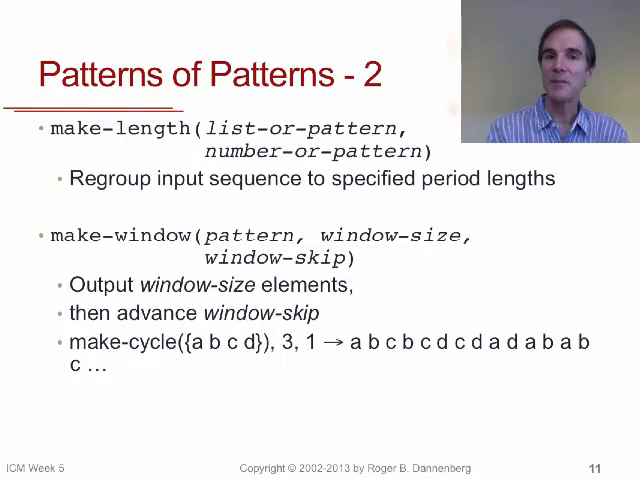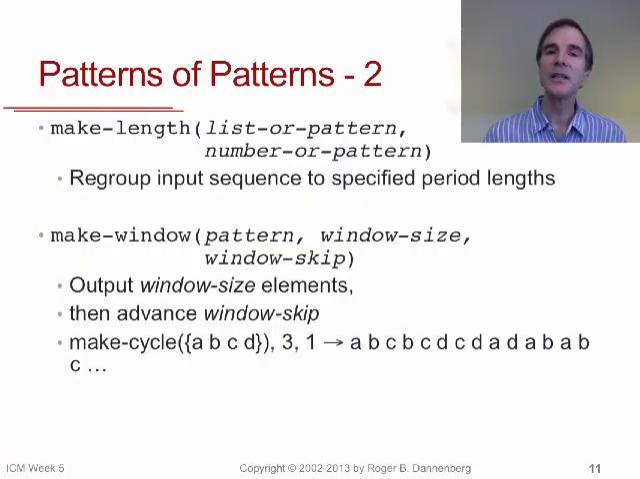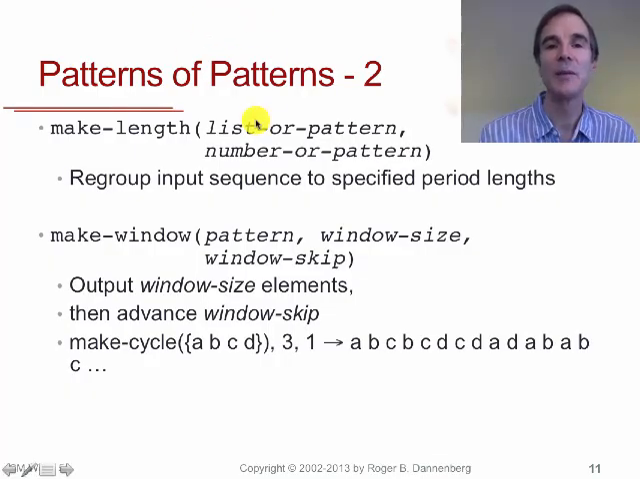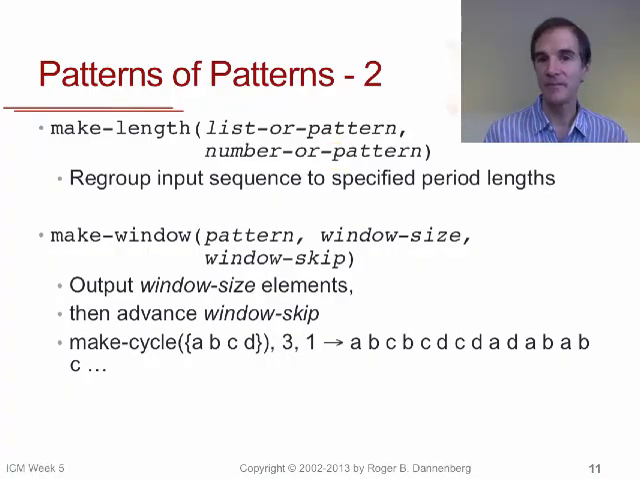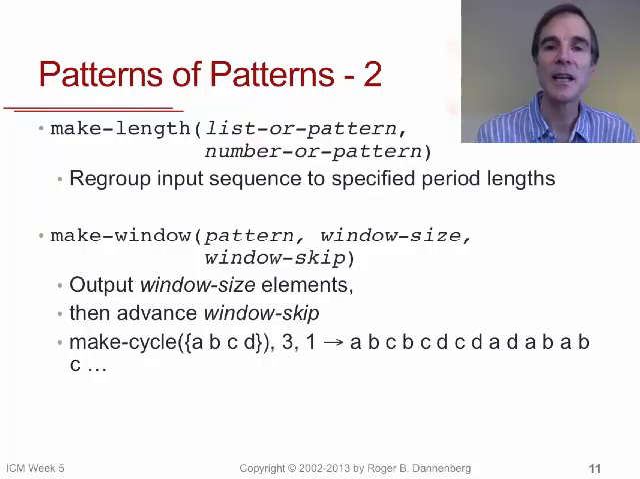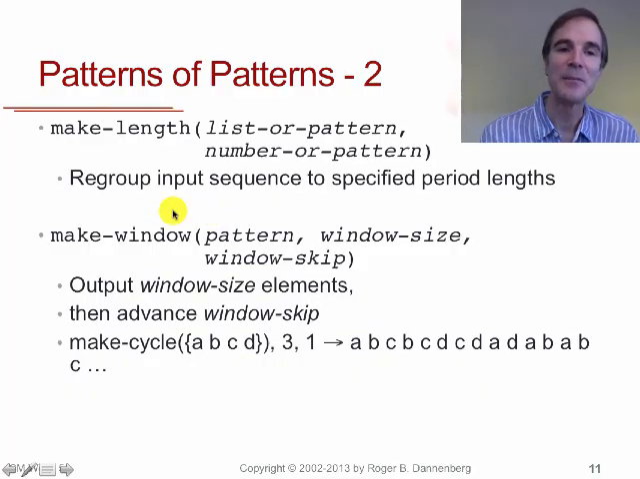Let's talk some more about patterns of patterns. Here we have a special pattern called make length. And make length doesn't really generate anything new. It just regroups periods from one pattern into new periods according to parameters. So the input pattern from which you get data is the first parameter. The length of periods that these values are regrouped into is the second parameter, which can also be a pattern. Very, very powerful construct, and we'll see examples of this.